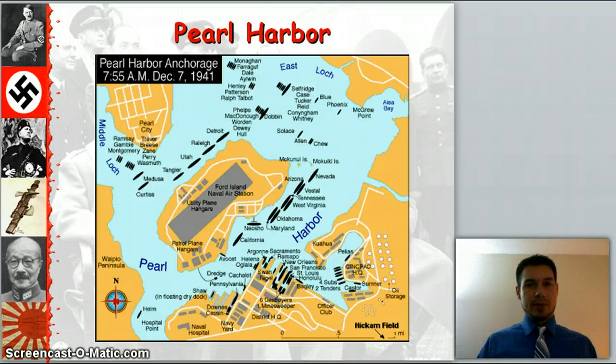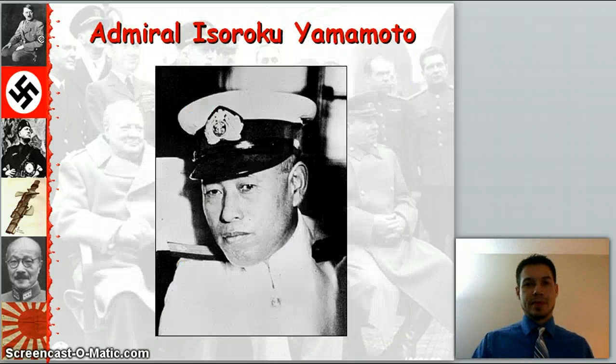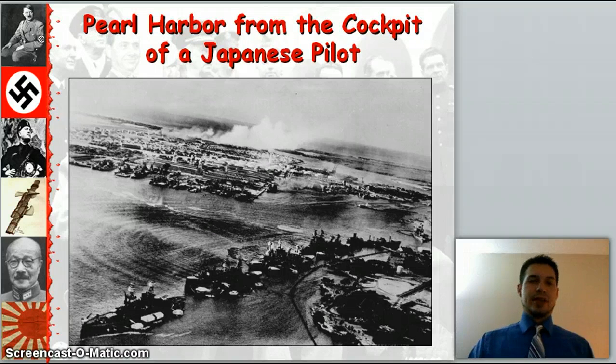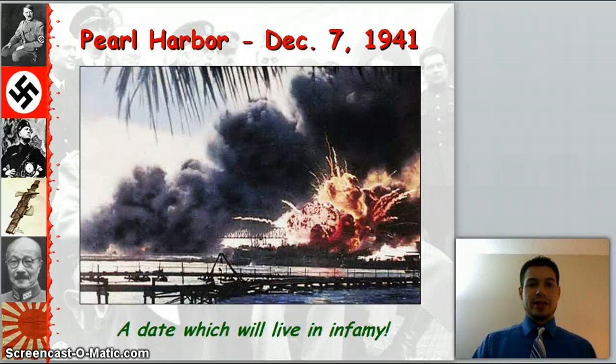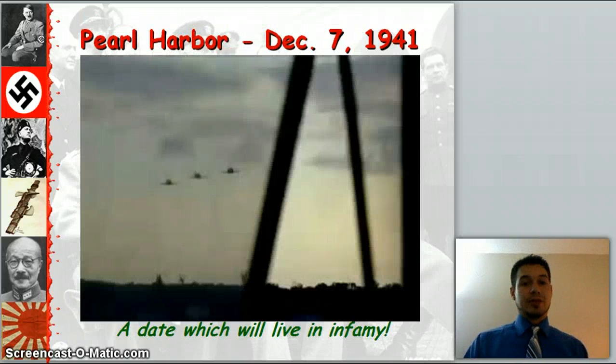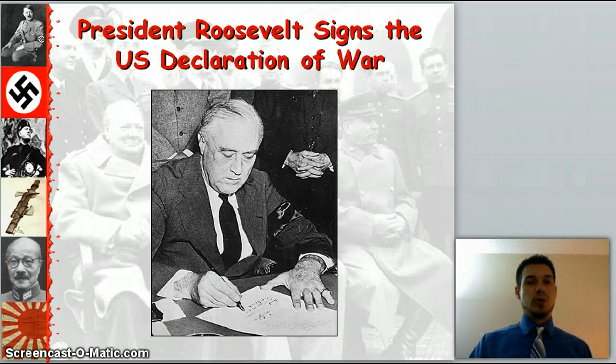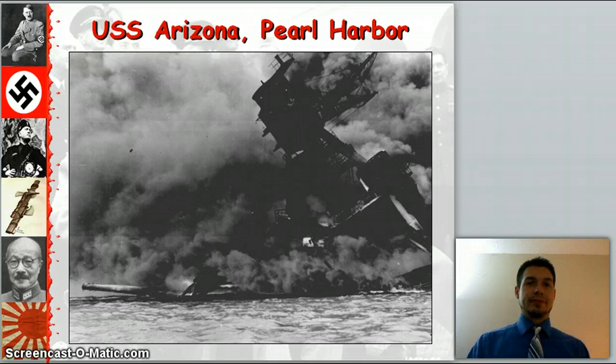Meanwhile, we have Pearl Harbor. This happens December 7th, 1941. The Japanese attack the U.S. naval forces at Pearl Harbor. It was led by Admiral Yamamoto, and it was a huge, devastating defeat for the U.S. It's a date that will live in infamy, as the great FDR said. And we declare war on Japan, and soon enough, Germany declares war on us the next day.